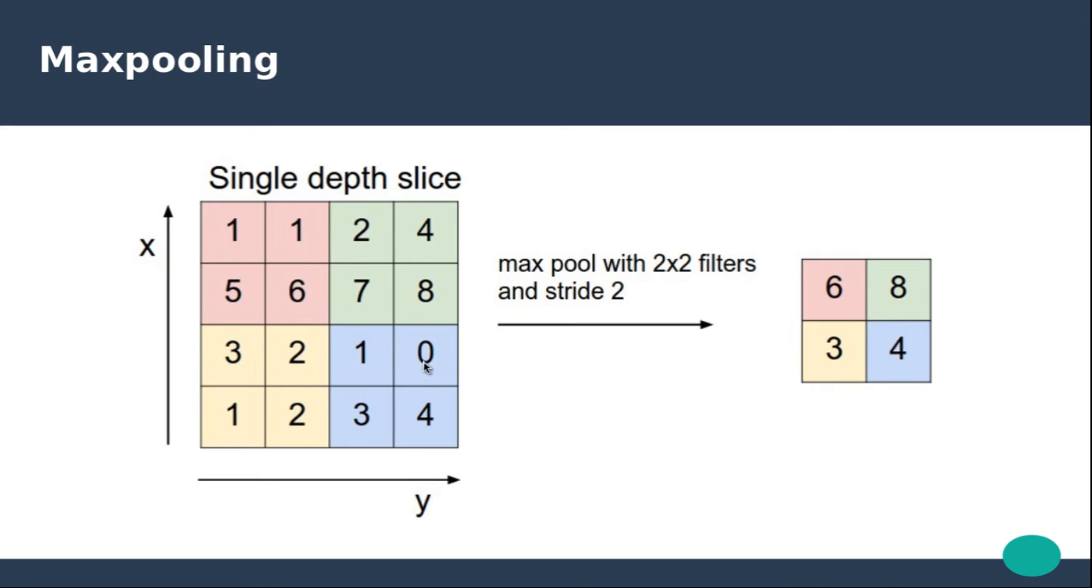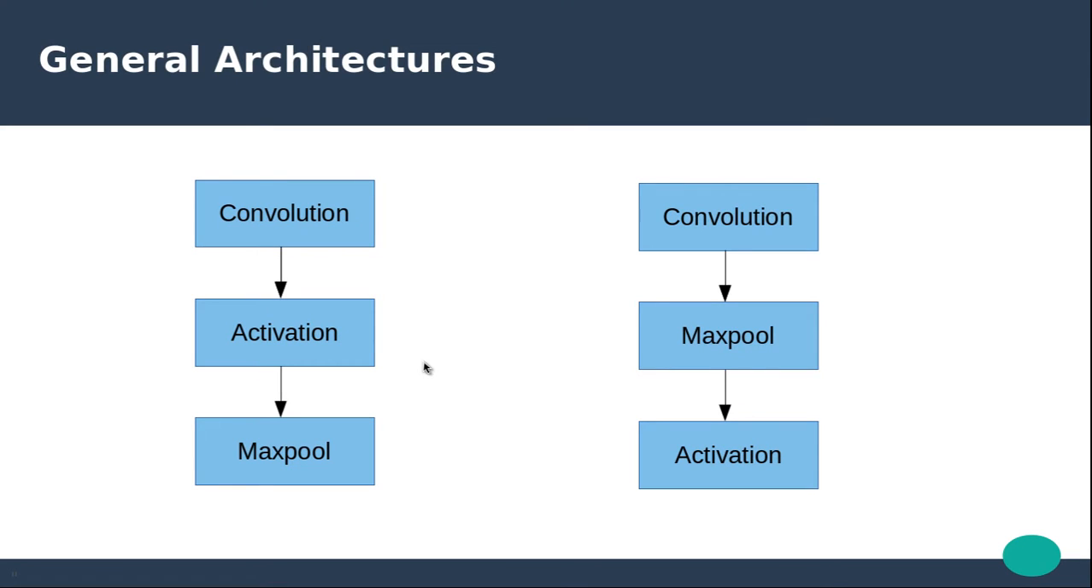So something like that. Generally, as I have said, the architecture will be convolution followed by some activation function like ReLU or tanh or sigmoid, and then the max pooling. Or it can also be done as convolution, max pooling, and activation. It is up to your choice. So we can tune our model to our needs, depending on whether it is performing well or badly.